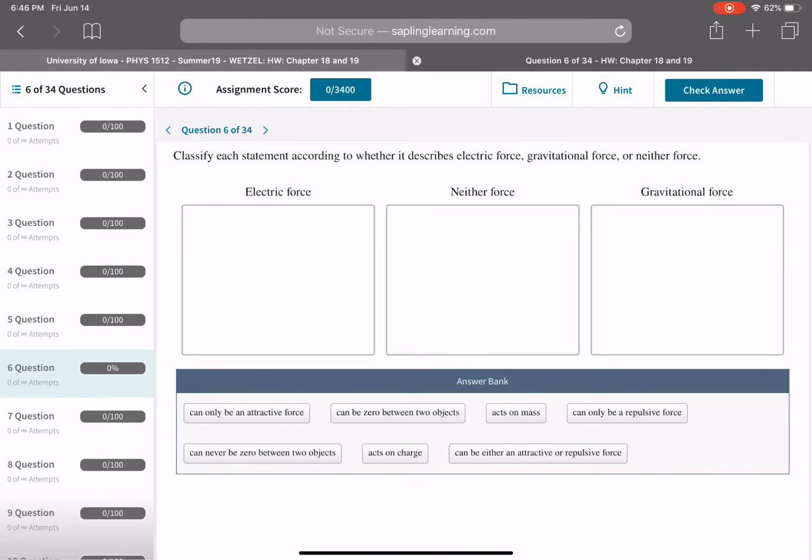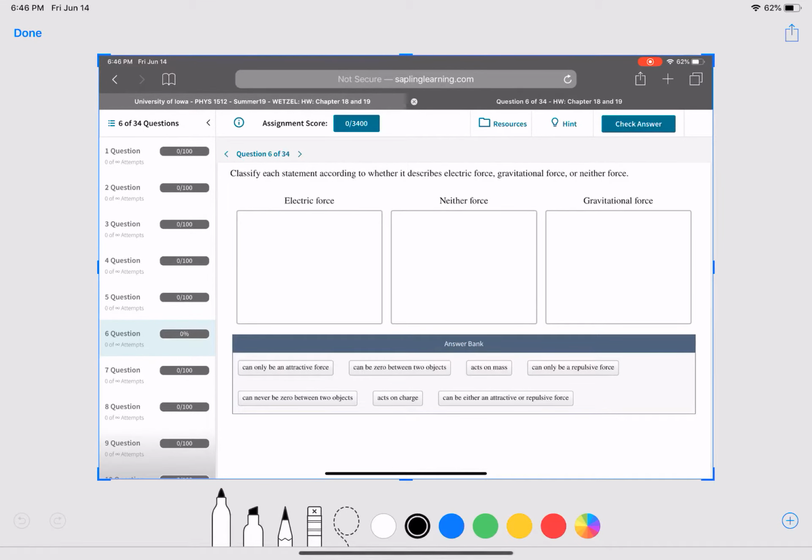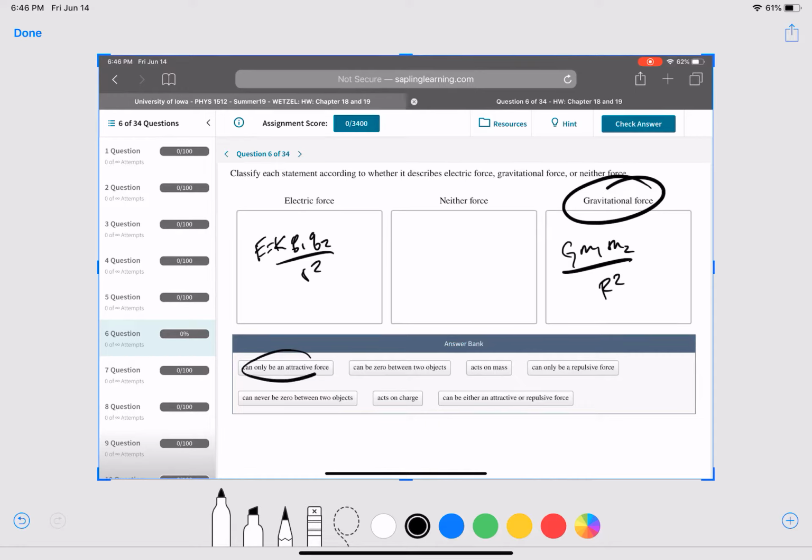Try it out. Number 6, classify each statement according to whether it describes a force, electric force, gravitational force, or neither force. So the electric force, remember, is kQ1Q2 over r squared. The gravitational force is GM1M2 over r squared. Remember, gravitational force, for example, is always attractive. It acts on mass.